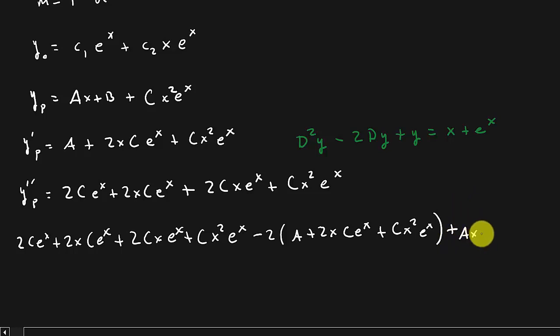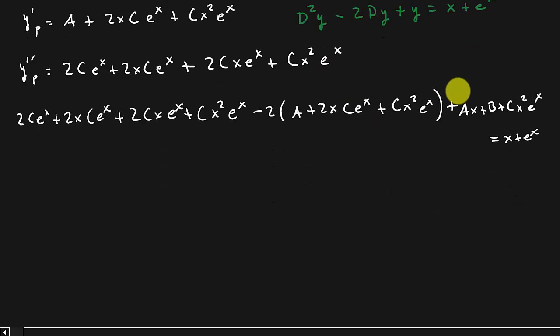and then y is that (ax + b + cx²e^x), and that equals x + e^x. Forgive me if I have a careless mistake in here. Okay. So now what we want to do is we need to clear the parentheses, combine like terms, do all that good stuff.